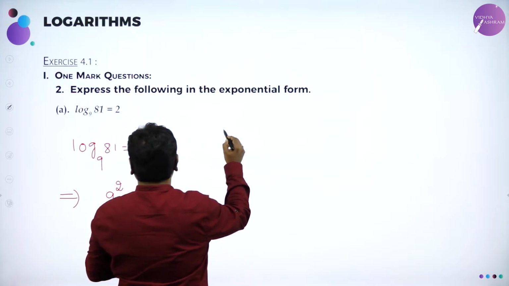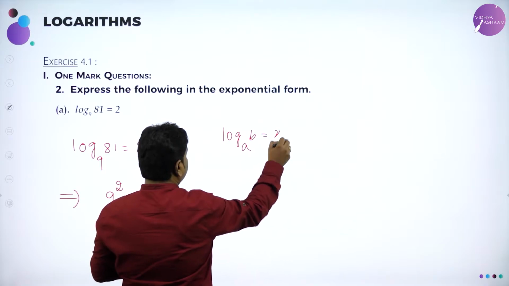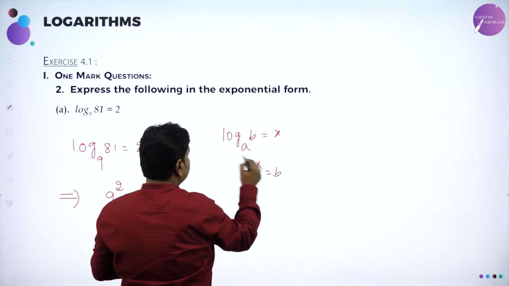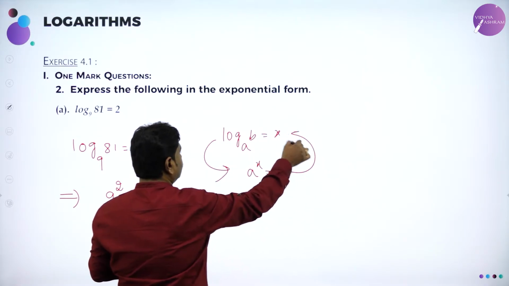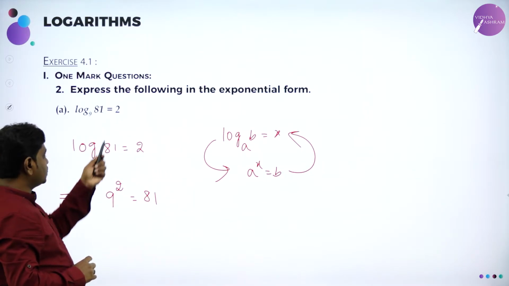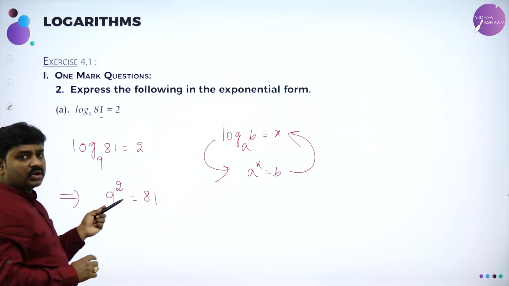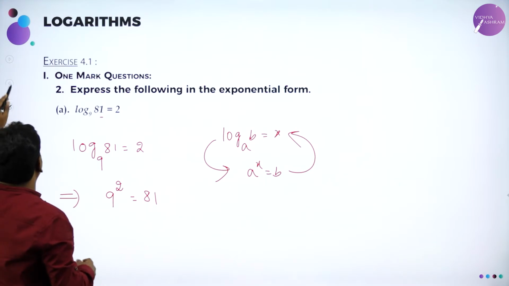If you have log base a b is equal to x, then I can write a power x is equal to what? B. You can convert this to this and this to this. So what is the base? 9. So base 9. RHS is power and LHS will become the answer. Now 9 square. What is 9 square? 9 into 9 is 81.